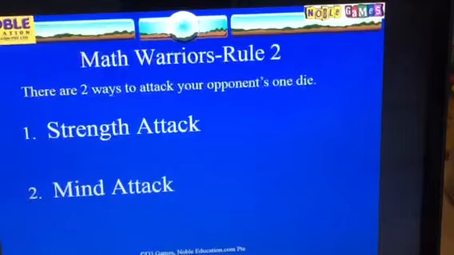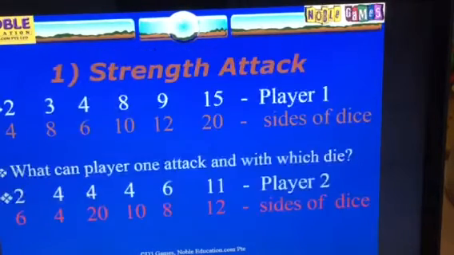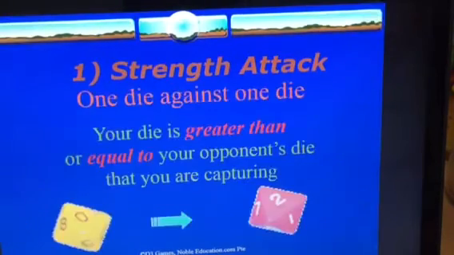Rule number 2: there are 2 ways to attack your opponent. The first way is a strength attack. The second way is a mind attack. Let's look at a strength attack. Let's say these are the dice that player 1 has. If he wants to use a strength attack, first he must decide what to attack. Let's say he decides he wants to attack 4 out of 20. There are a lot of choices in terms of a strength attack. He can use the 4 out of 6, the 8 out of 10, 9 out of 12, and 15 out of 20 to attack the 4 out of 20.